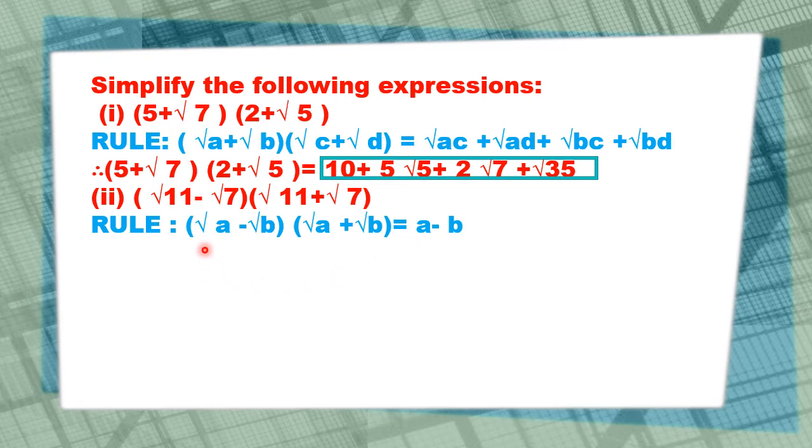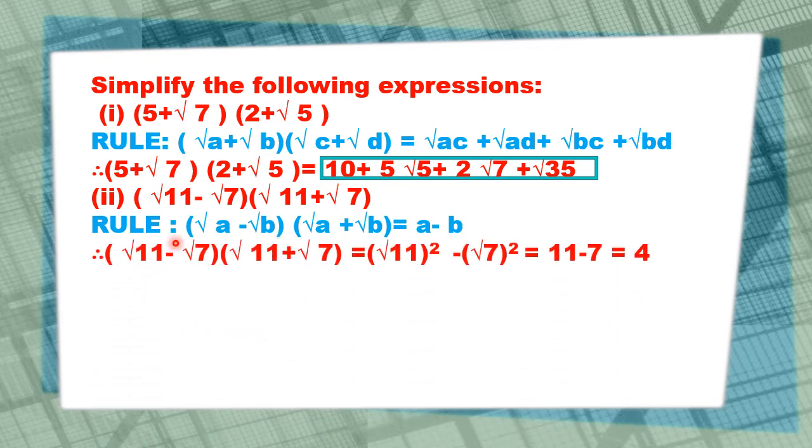Right? Because it is root a whole squared minus root b whole squared, which will be a minus b. Here is your solution. Root a whole squared, so root 11 whole squared, and root b whole squared means root 7 whole squared. A squared minus b squared. This identity is of a minus b, a plus b.